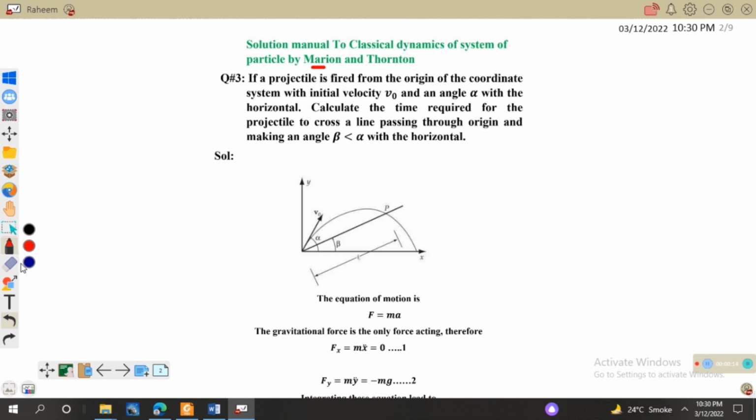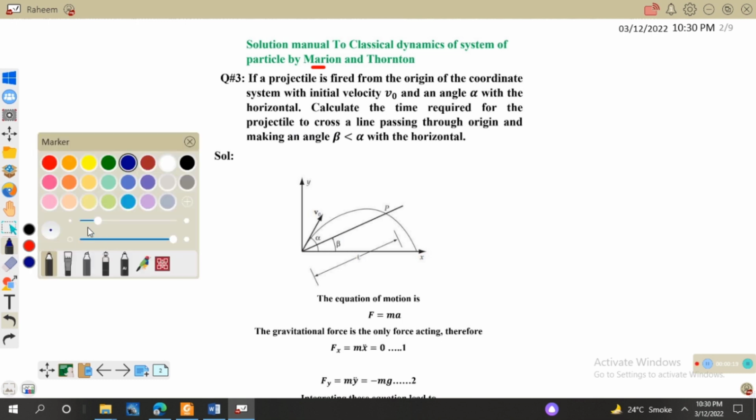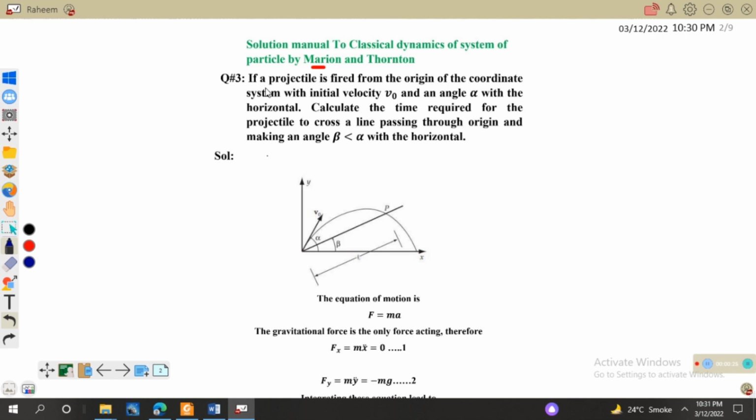I have selected the typical problems in which I expect that you will feel difficulty. So let's solve question 3. This question says, if a projectile is fired from the origin of the coordinate system with initial velocity v naught and at an angle alpha with the horizontal, then calculate the time required for the projectile to cross a line passing through the origin and making an angle beta, which is less than alpha, with the horizontal.